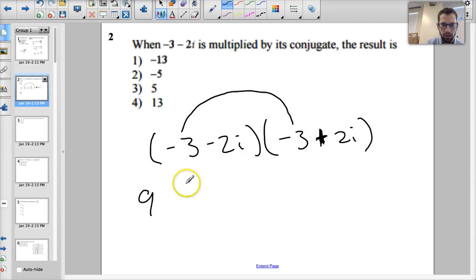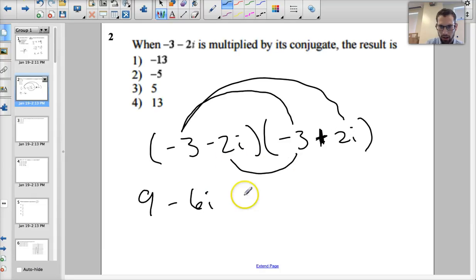Negative 3 times negative 3 is 9. Negative 3 times 2i is negative 6i. Negative 3 times negative 2i is positive 6i. Negative 2i times negative 2i is negative 4i squared.